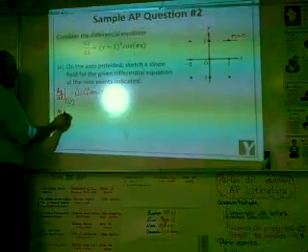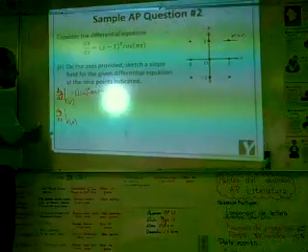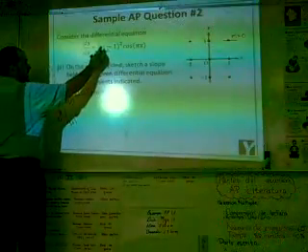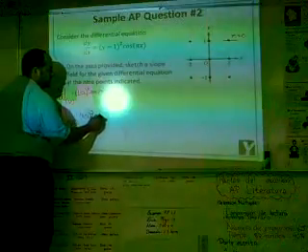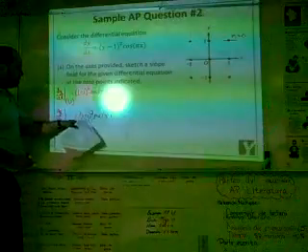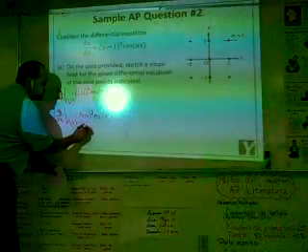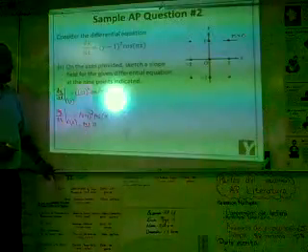Okay, let's pick another point. If we want to find dy dx at 1, comma 0, well, let's do that. We evaluate it: (0 minus 1) squared times the cosine of pi times 1. 0 minus 1 is negative 1. Negative 1 squared is 1. So we've got 1 times the cosine of pi.